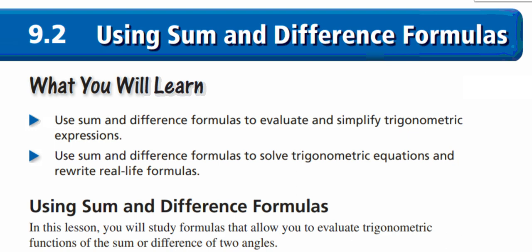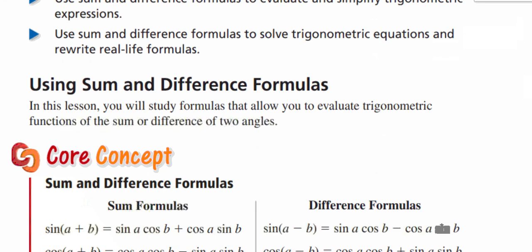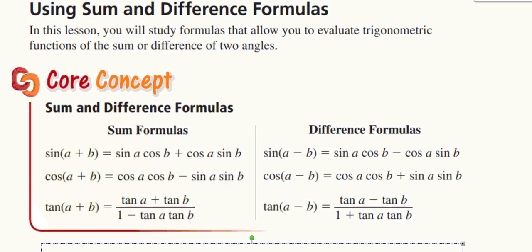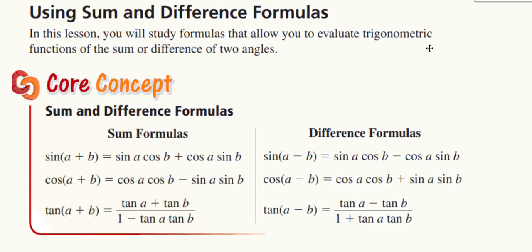At 9.2, we're going to cut into a couple different sections as well. So again, these are formulas that are going to be provided for you, so don't stress out about learning them or memorizing them. You just need to know which ones to use and when. So again, our sum formula right here: sine A cosine B plus cosine A sine B.